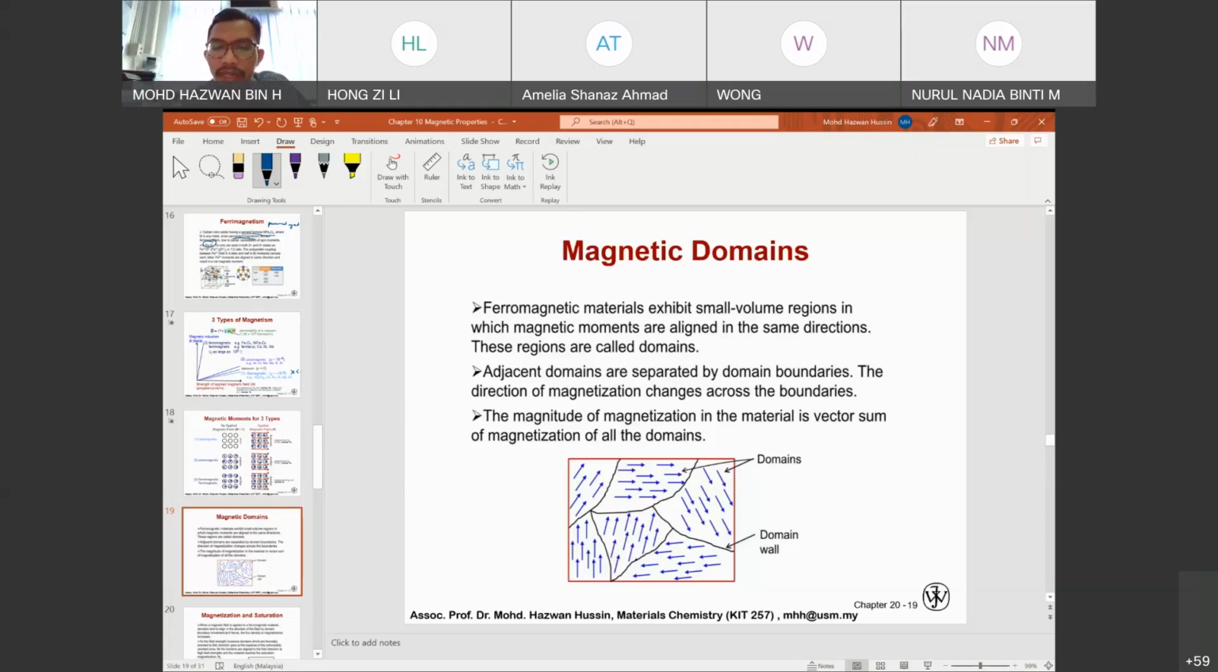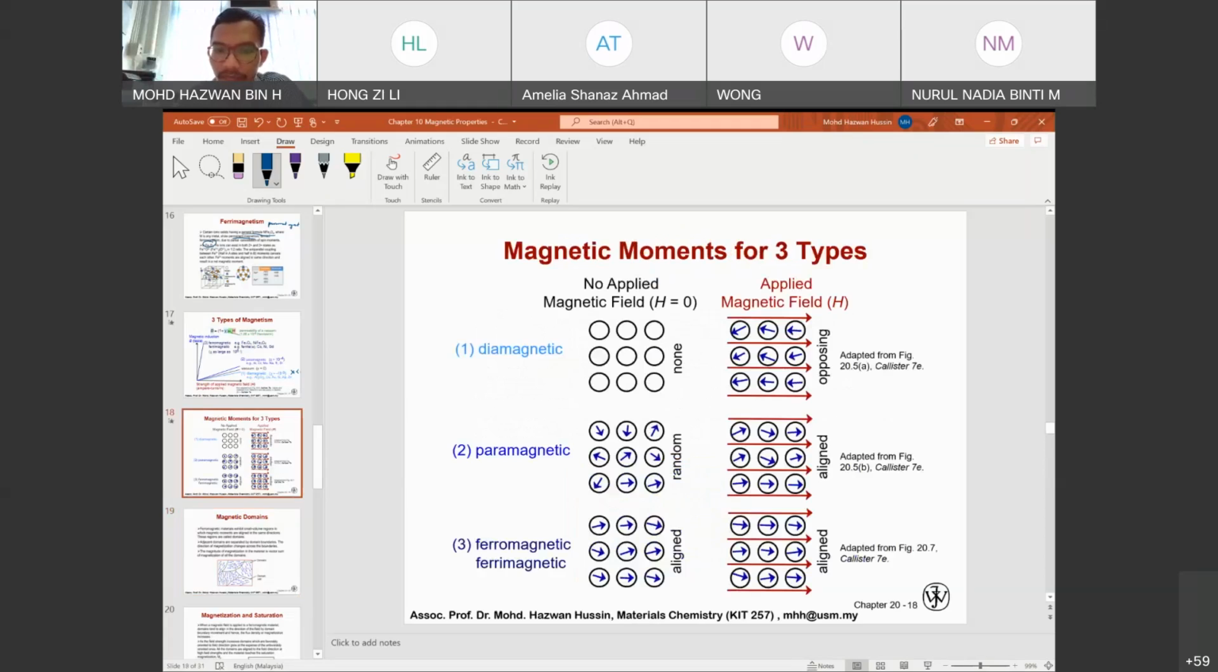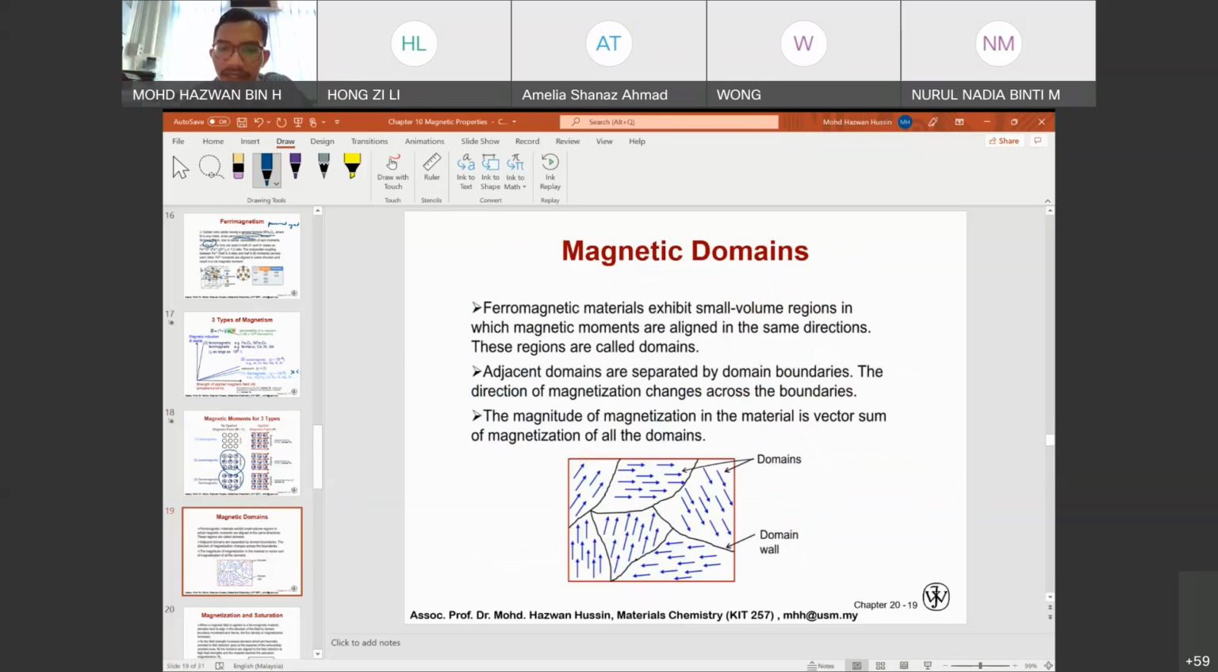So basically we don't see this kind of arrangement in a material, but normally what you can see is like this, where the small circle represents this. Imagine that you have a metal. If it is an alloy or a metallic compound, then the compound will have different phases. So the domain is like that: each phase will be equal to a domain, and each phase or domain will have a different moment.